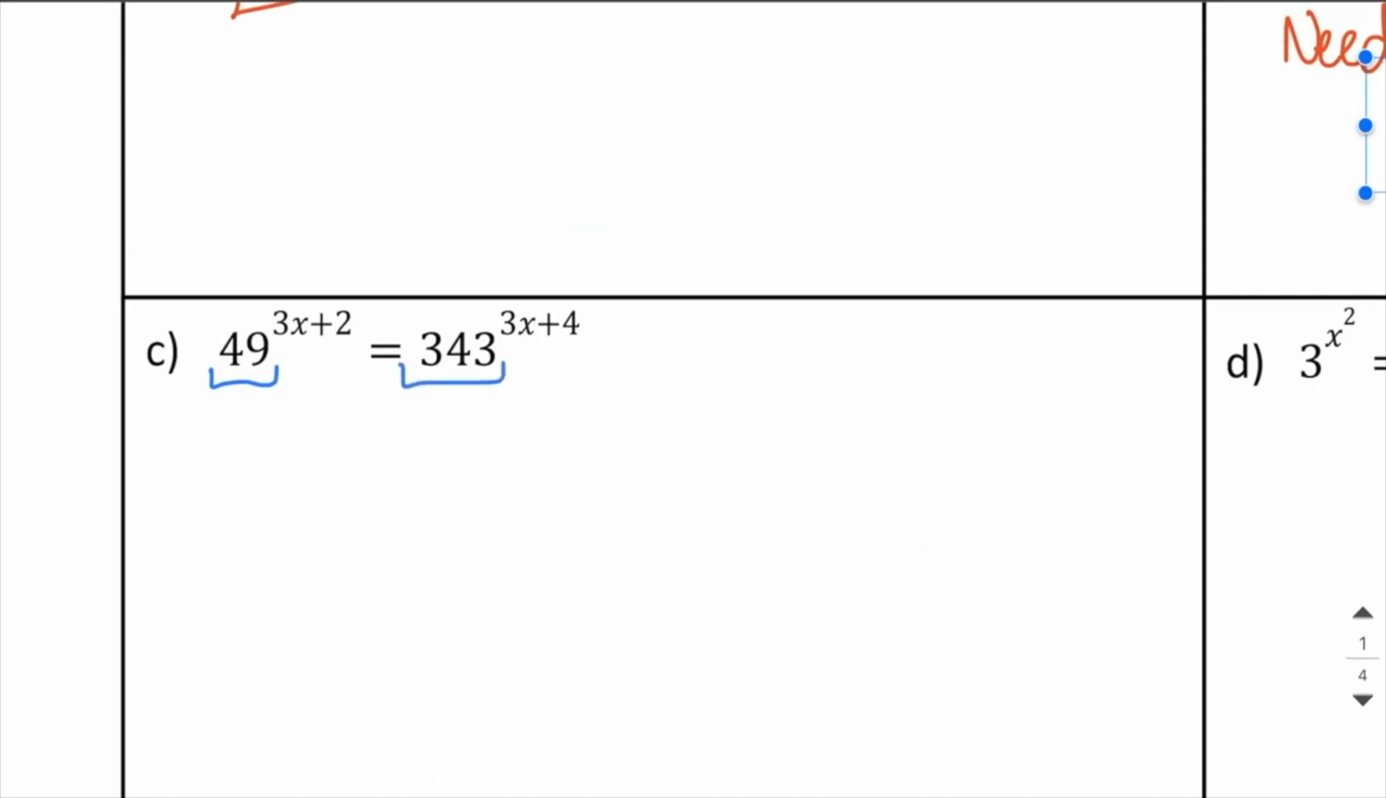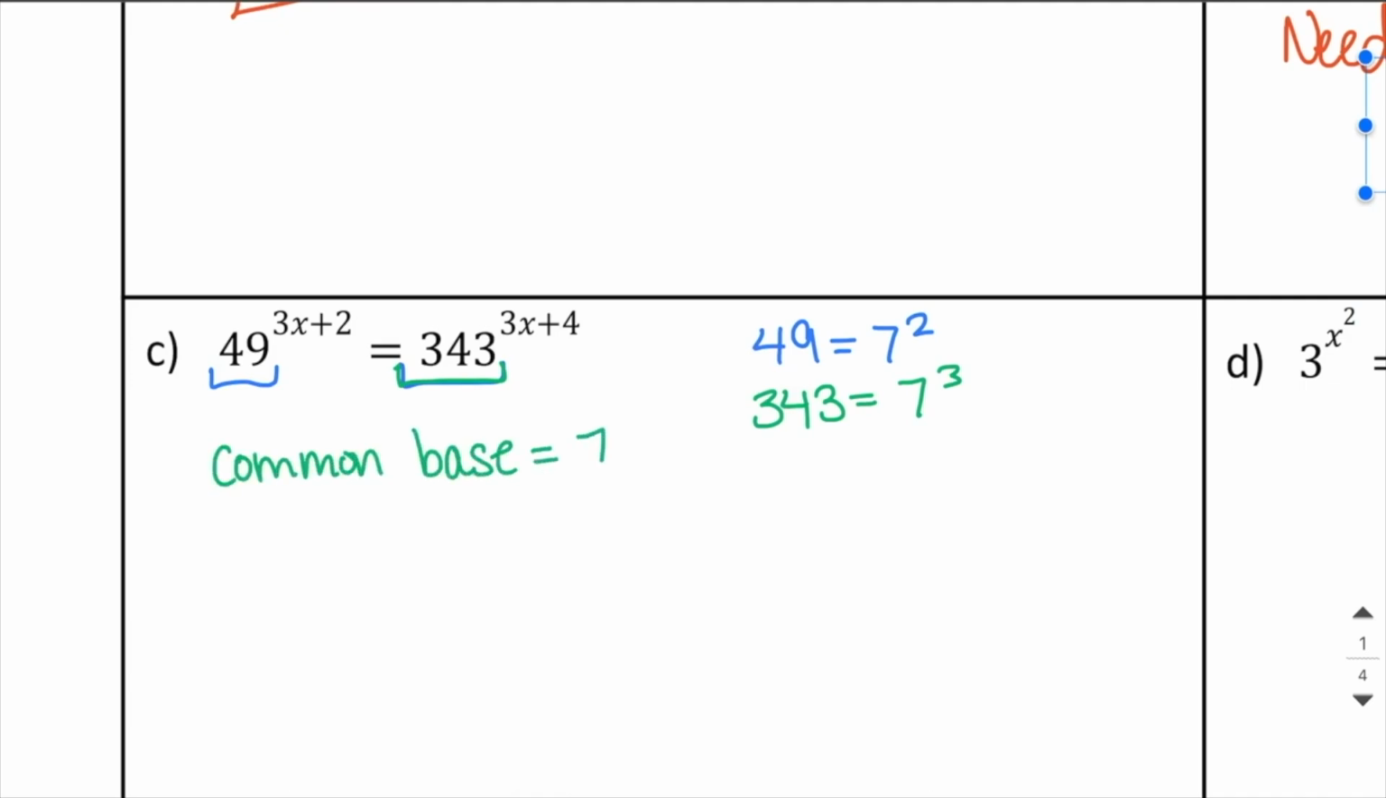Okay, in our next example, we have different bases. Our bases are not the same, but 49 can be written as 7 to the power of 2, and 343 can be written as 7 to the power of 3. So if I multiply 7 by itself 3 times, I'll get 343. So that means right here that our common base is going to be 7. So now when I rewrite this, this would become 7 to the power of 2, and then that's going to be raised to the power of 3x plus 2. Right here, I just keep that exponent.